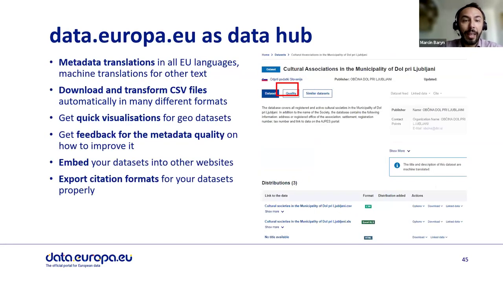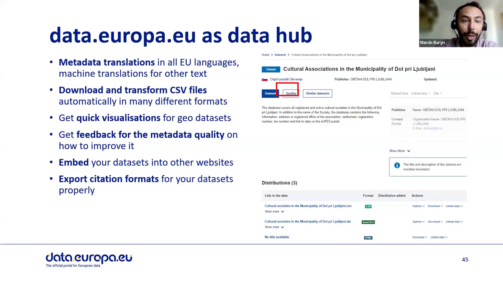Next slide, please. What might be very interesting for quite some of you is the metadata translations. So actually all the metadata we have are in all EU languages, and then also for other texts we translate. We have machine translation to also other languages. There's a possibility of transforming, downloading data sets, getting visualizations for geo data sets, and that might be potentially a feature which might be reused by some of you. I will mention it later.